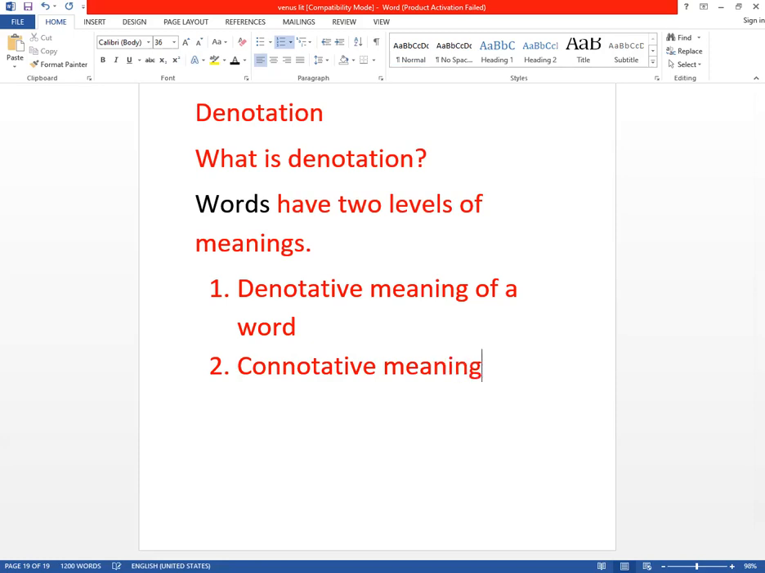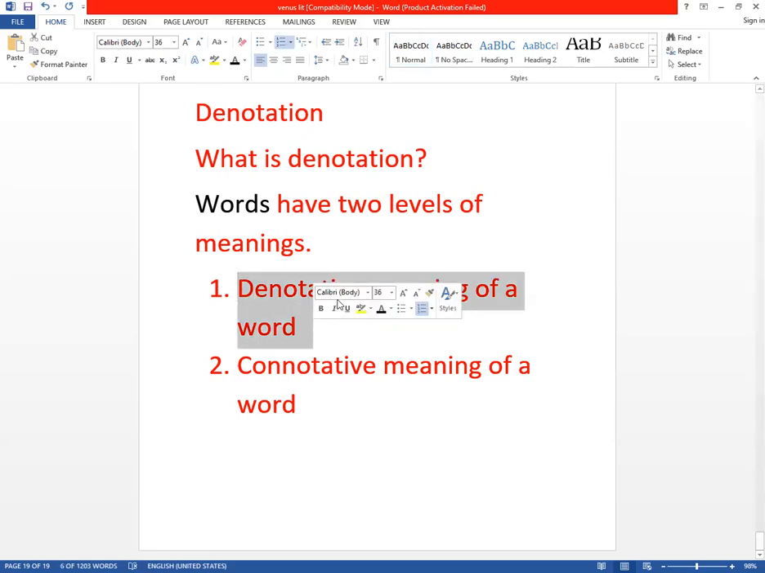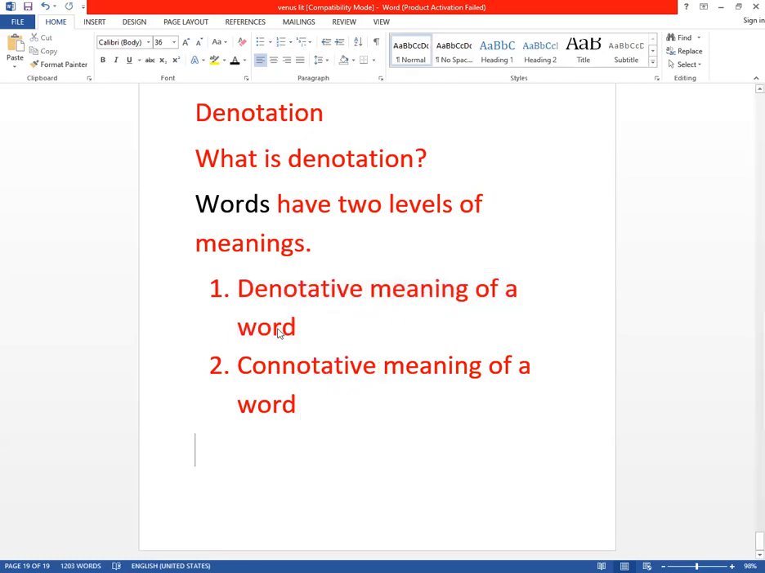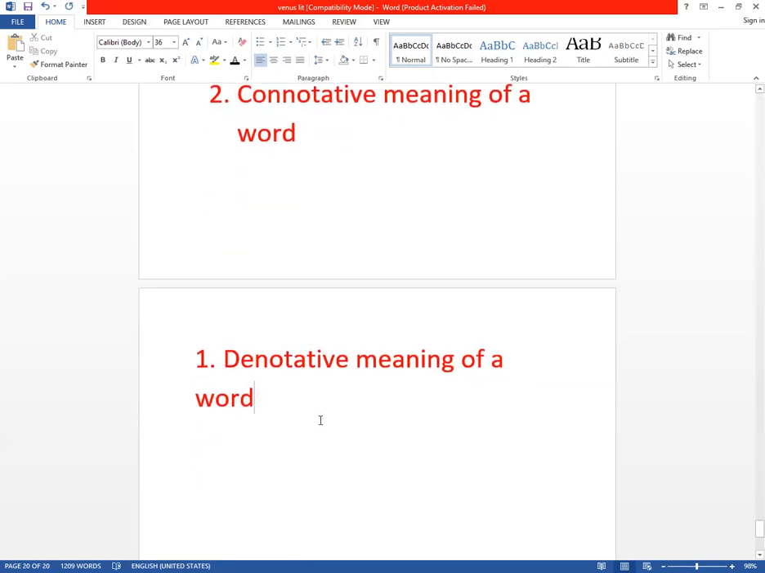We need to learn both levels in this subject. Denotative meaning of a word, connotative meaning of a word. First, we'll discuss denotative meaning of a word. That is our topic today. Denotative meaning of a word.